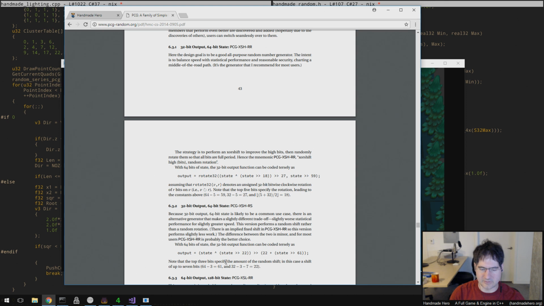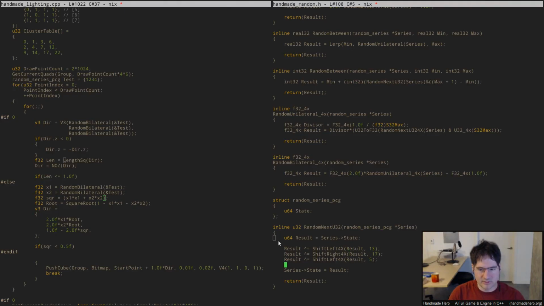And then here's a version that doesn't use a rotation. It says here it has slightly worse statistical performance, but slightly better speed, right? So yeah, if we look at this one, this is pretty easy to implement, right? We're going to have to do our XOR shift part of this, because we've got to do an XOR shift 64 here, right? So we'll do that in a second.